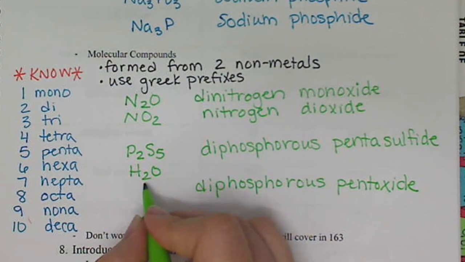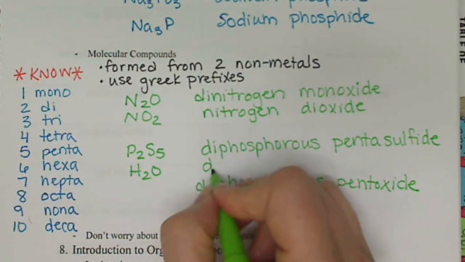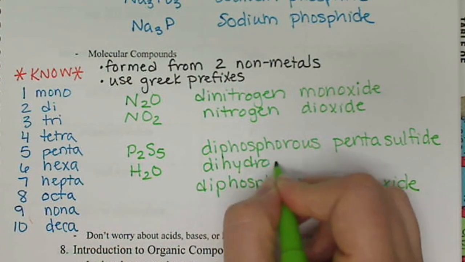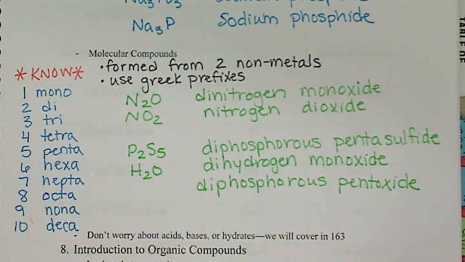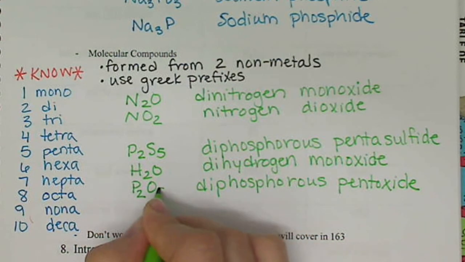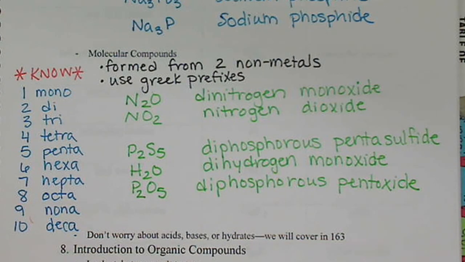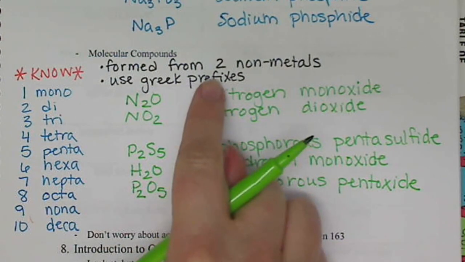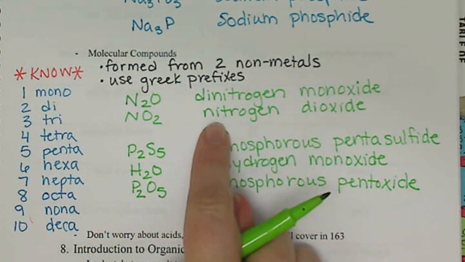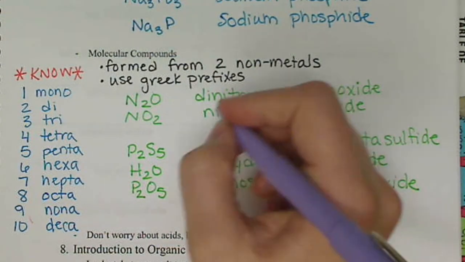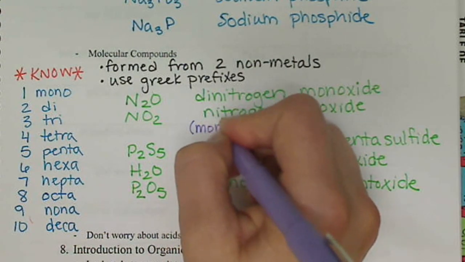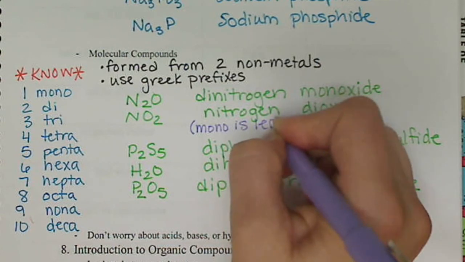Here, I would accept water. Its technical name is dihydrogen monoxide. And we have diphosphorus pentoxide, so we have phosphorus and oxygen. We have 2 phosphorus and 5 oxygen. So we put our Greek prefixes in front of the name. The last name gets the IDE ending, and then the only special case here is mono is left off of the first.